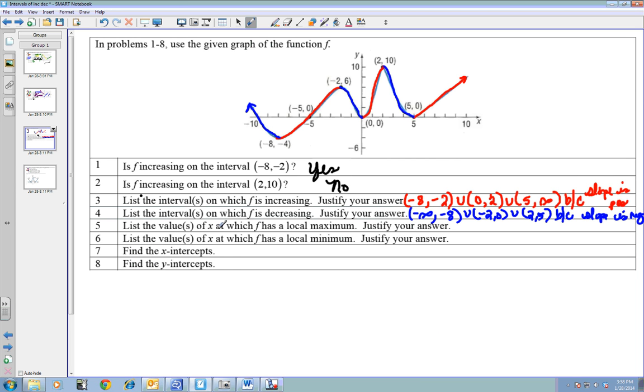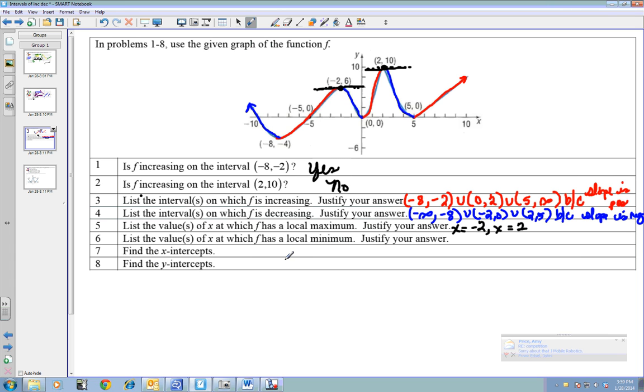Five says list the values of x at which f has a local max. Okay, so I have a local max right here and right here. So when x equals -2 and x equals +2. And I know that because if I had to draw one line, this is what's called a tangent line, and all maxes and mins have a horizontal tangent line. Or if I had a board and I had to set it on top of a max or min, that board would sit flat as a slope of 0 at that point.